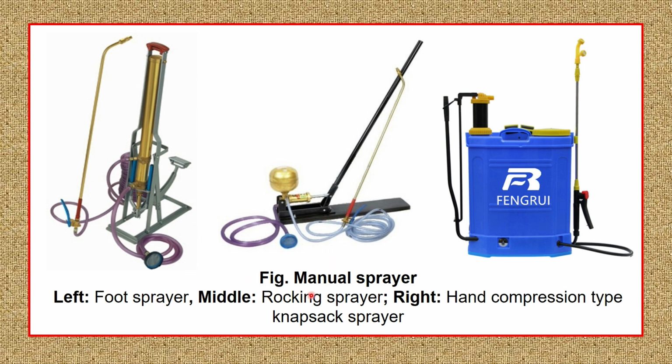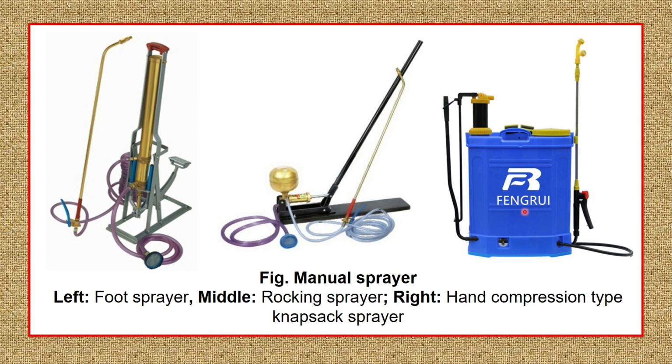So these are the other types of sprayer, namely the foot sprayer, rocker arm sprayer or rocking sprayer, and the hand compression type knapsack sprayer. Among these, the knapsack sprayer is quite popular nowadays. Earlier, in rural areas, the foot sprayer and the rocker sprayers were quite common. But the foot sprayer and rocker sprayer have some disadvantages, and that's why the knapsack sprayer became more popular. The disadvantage with the foot sprayer and rocker arm sprayer is that they require more labor than the knapsack sprayer.